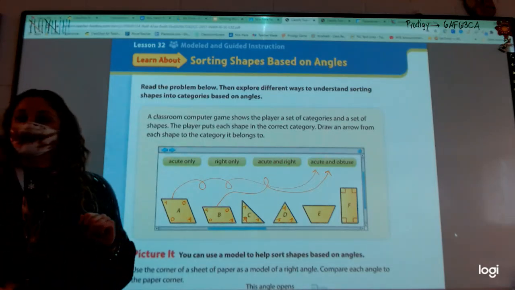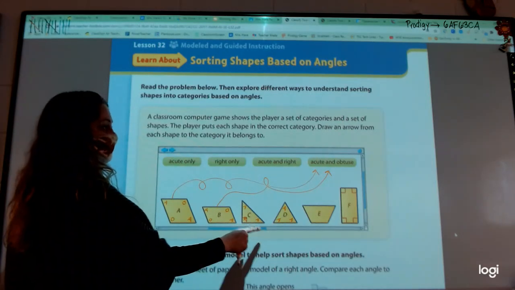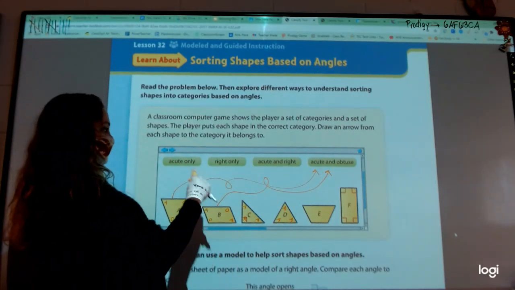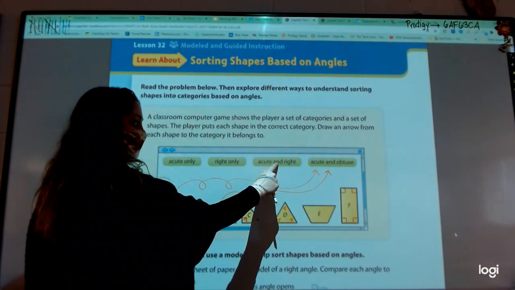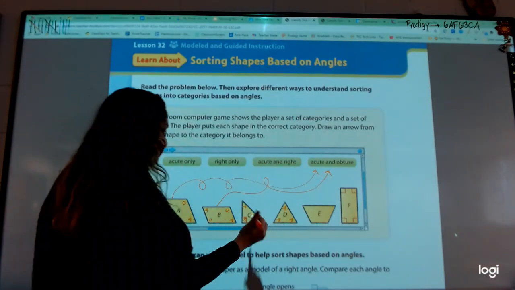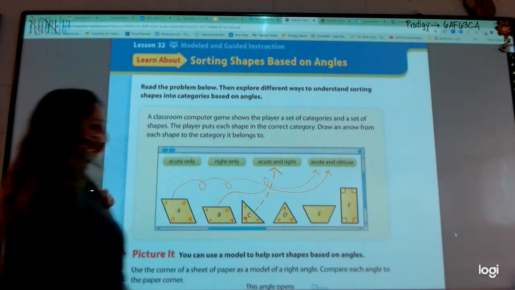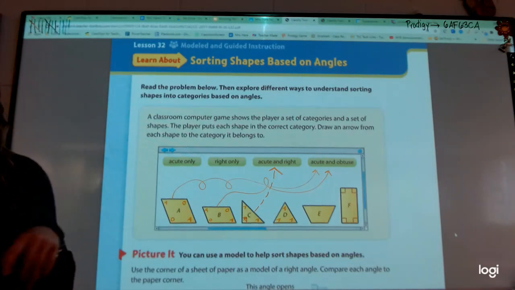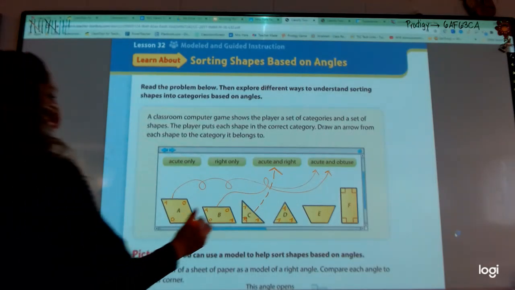Okay, everyone figure out where do your triangles go. Okay, this one has a right angle and 2 acute. So, can I put it in right only? No. Right and acute? Yes. Okay. Send it on up there. All right, what about triangle D? What do you guys think? Josiah? Acute only.